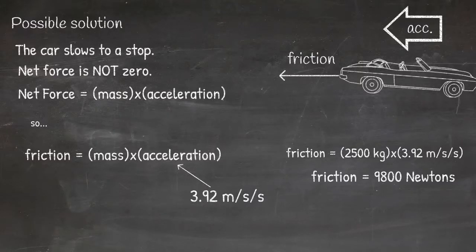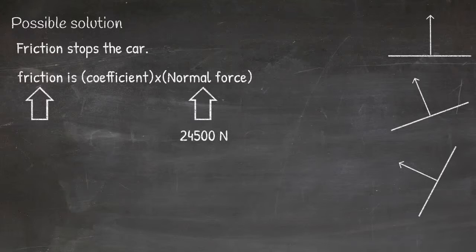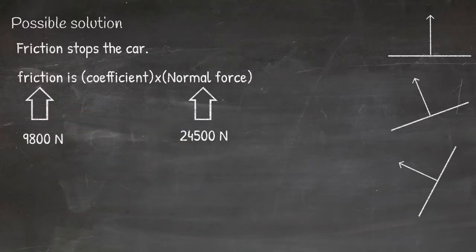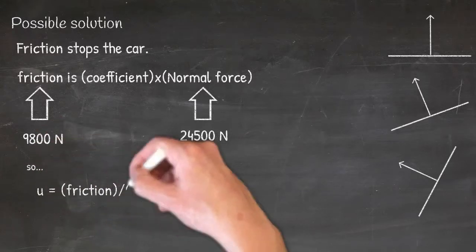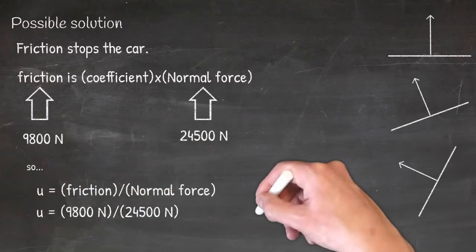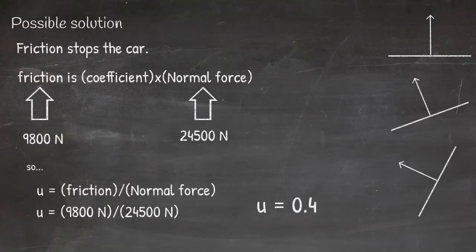This we can stick into our friction equation then. We have everything we need. So friction is 9,800 newtons. The normal force, 24,500 newtons. And when you divide the two, that gives you the coefficient of friction of 0.4, which is the answer we're looking for.